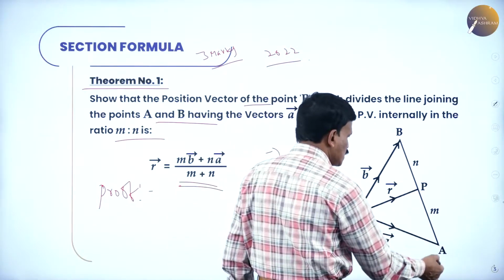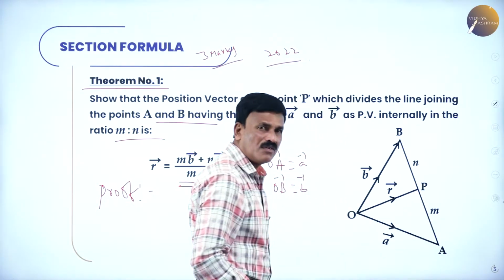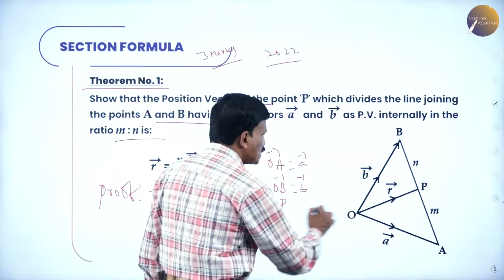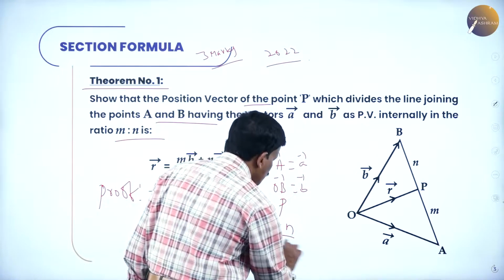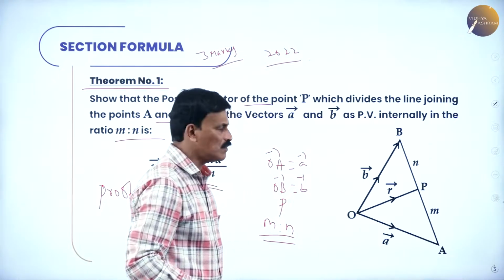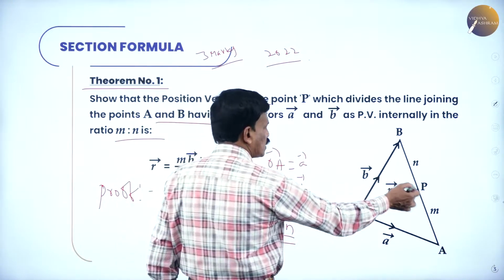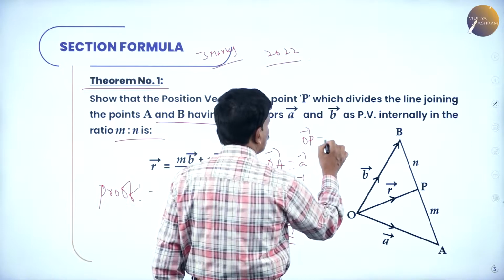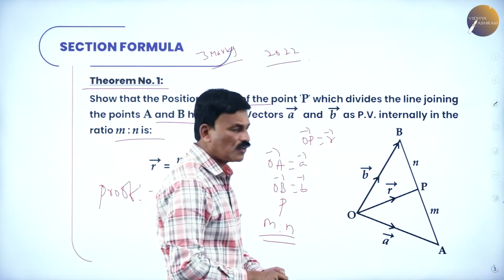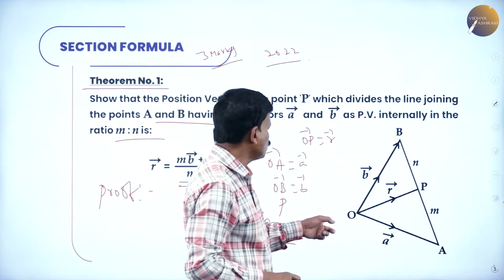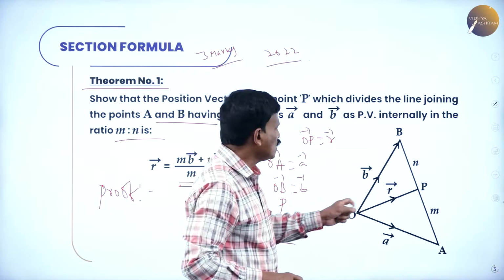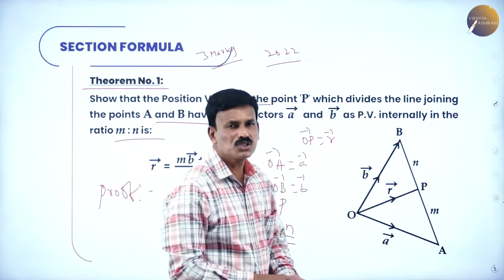Let P divide AB internally in the ratio m is to n. If P divides AB internally in the ratio m is to n, then the position vector of P is vector OP equal to vector R. So from the figure, vector OA is equal to vector A, OB is equal to vector B, OP is equal to vector R, and it divides in the ratio m is to n.